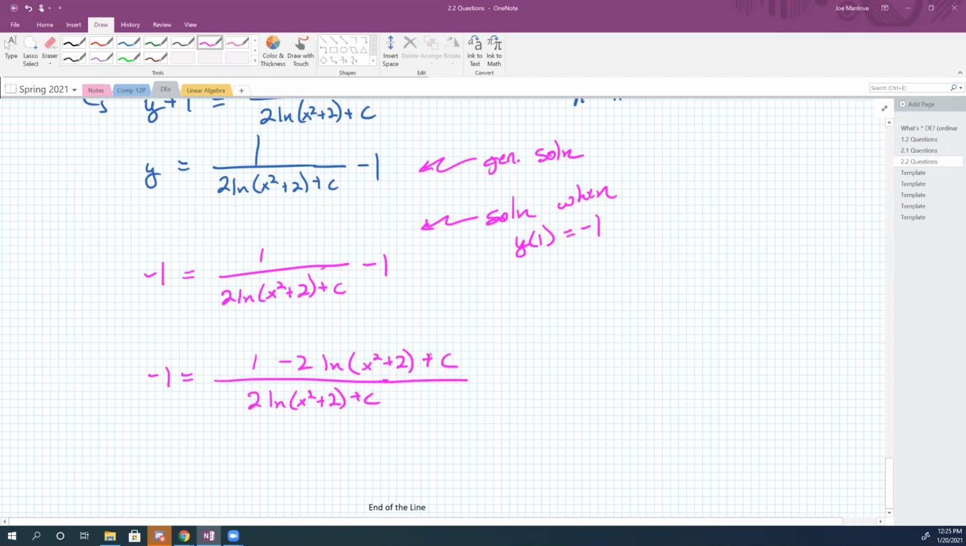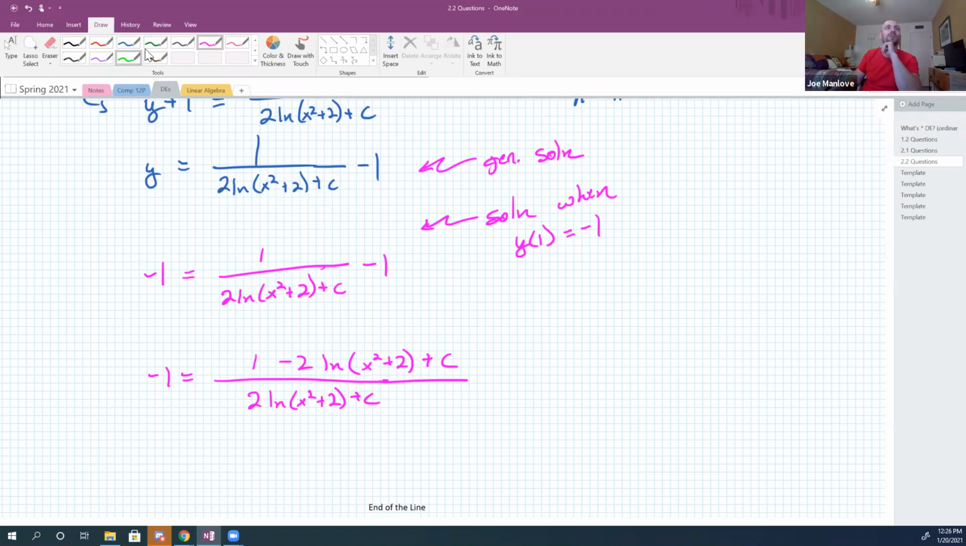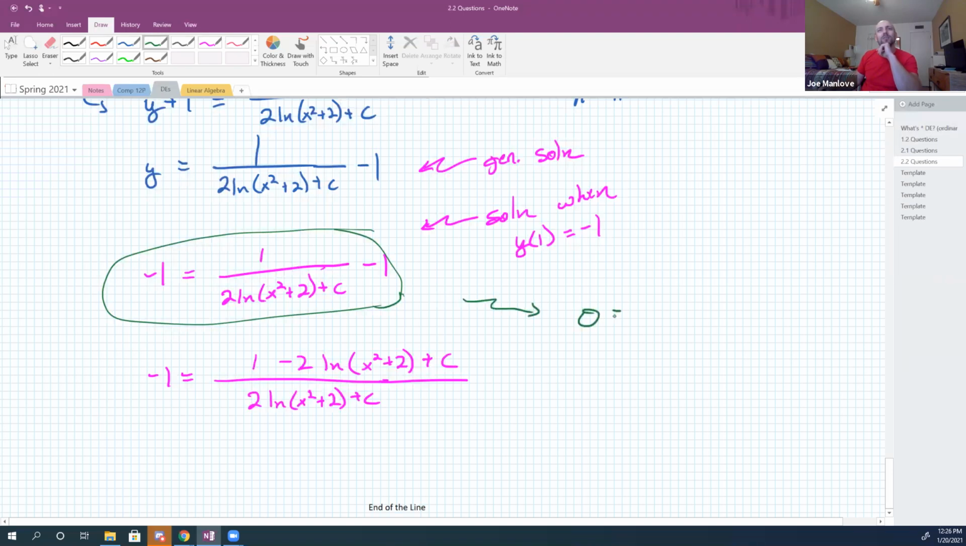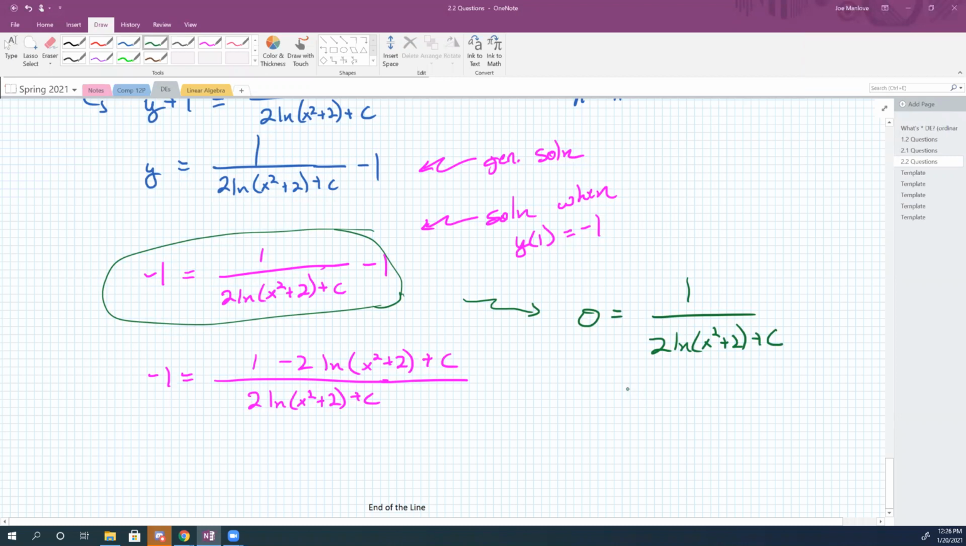It occurs to me I may have committed an arithmetic error in solving this, but I'm curious to see if it comes out to the same thing. So I think my inclination would be to look at this thing the way that Jacob did initially and say that would mean that 0 is 1 over 2 natural log of x squared plus 2 plus c. But then how would you solve for c? There's something wrong. Then you can't, because one over something is not equal to 0. You've got an algebraic discontinuity. Does that mean there's no solution?